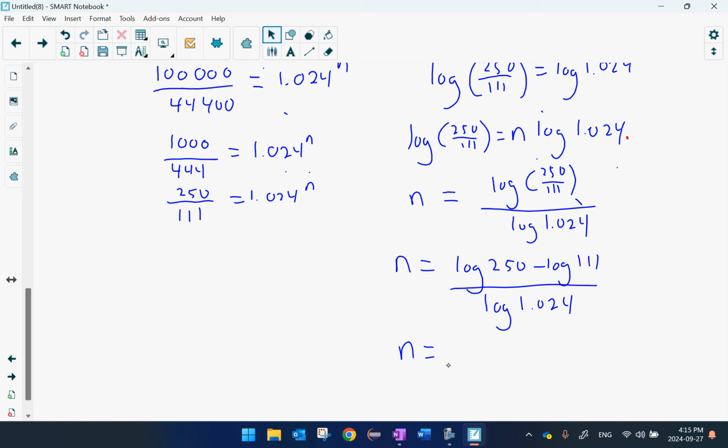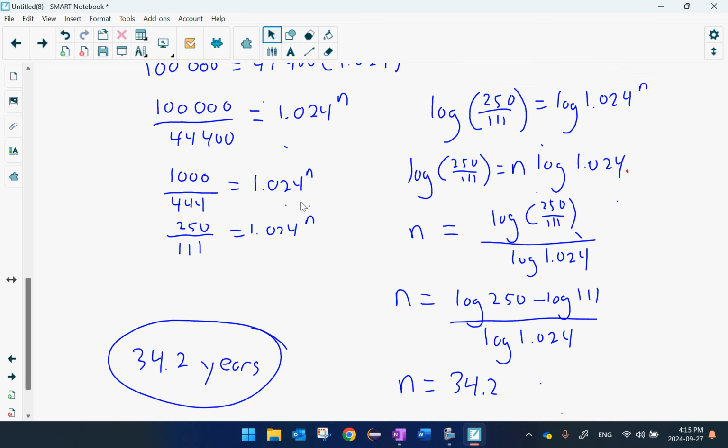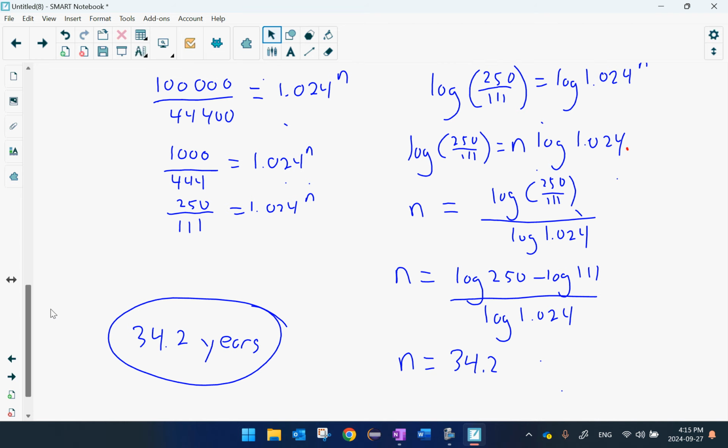And it's going to be about 34.2. And so our answer is about 34.2 years. Of course, you could sub that value back into the original equation as a way of checking your answer if you wanted to.